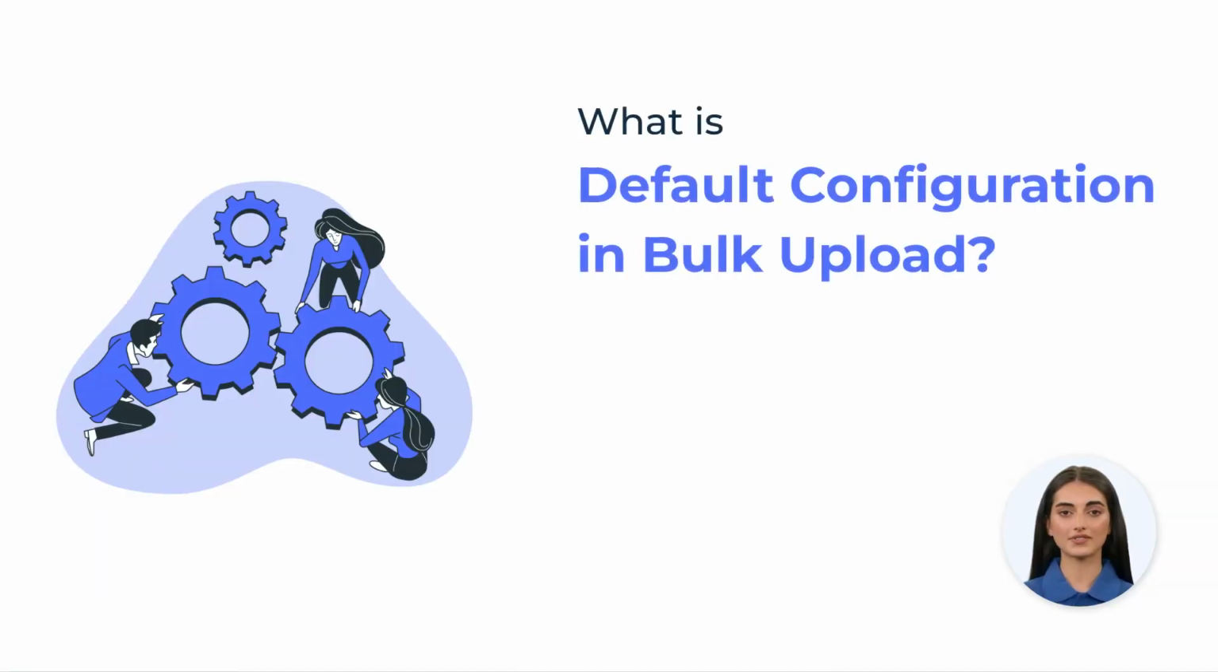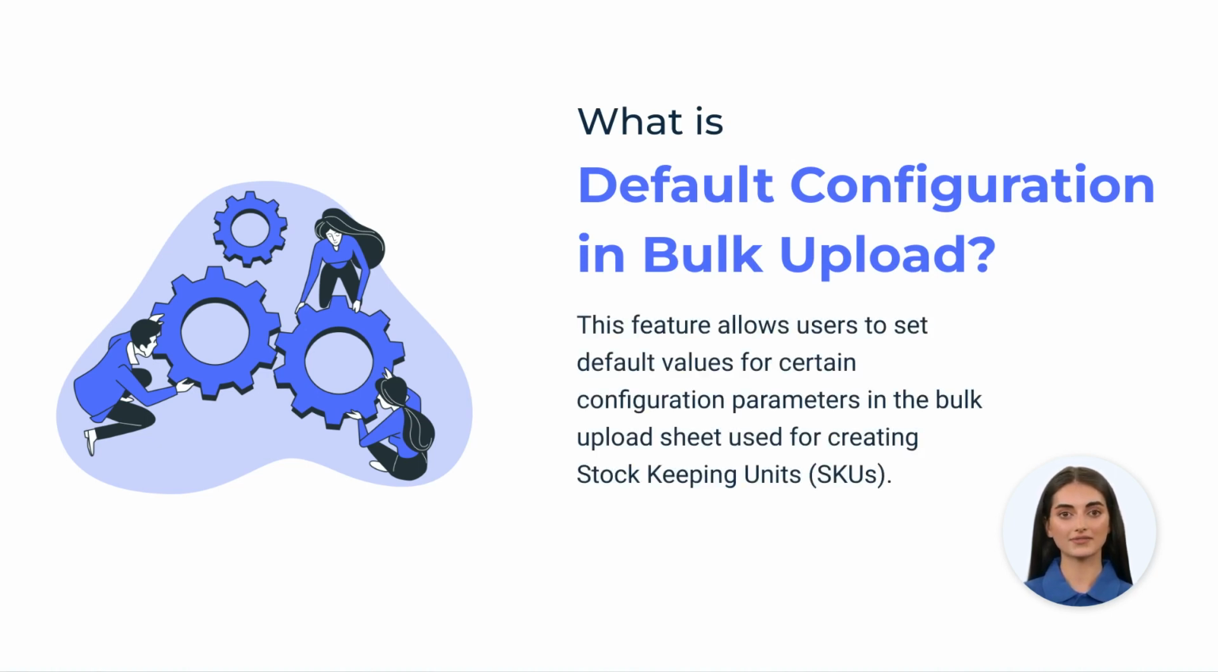What is default configuration in bulk upload? The catalog setting for default configuration in bulk upload allows you to set default values for certain configuration parameters in the bulk upload sheet, used for creating stock keeping units. This feature is particularly useful when certain fields, such as weight, currency, or barcode, are left empty in the bulk upload sheet. Now let's understand how the default configuration in bulk upload feature works.